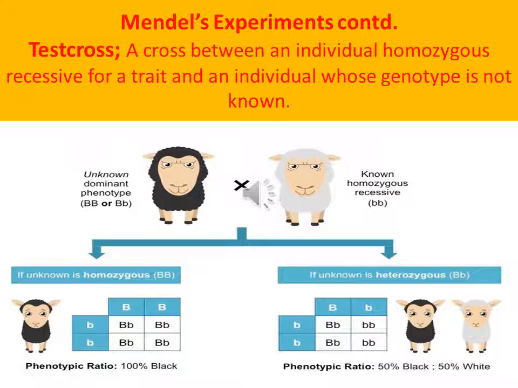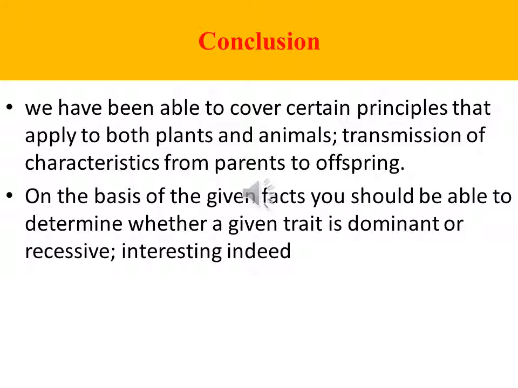Where the recessive white is crossed with homozygous black in this Punnett square, we find out that all the progenies will be black, 100% black, but the blackness will be heterozygous black. On the other hand, where the recessive is crossed with heterozygous black, we have 50% black phenotype, but the black being heterozygous, and 50% white phenotype.